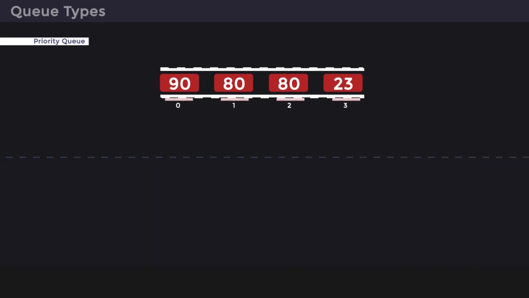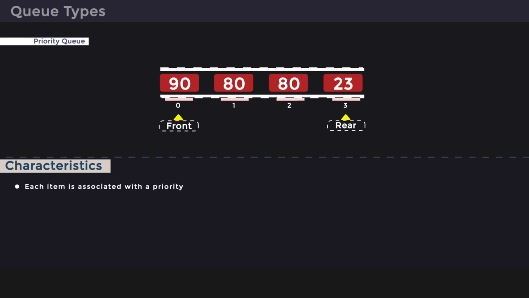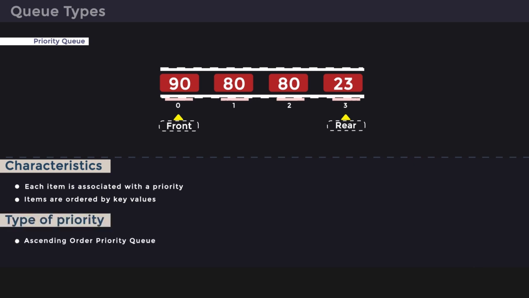The last type of queue that we will discuss about is priority queue. First, we need to talk about their characteristics. Each item is associated with a priority, and items are ordered by their key values. There are two types of priority queue: ascending order priority and descending order priority. This priority queue will arrange elements in their ascending or descending order.